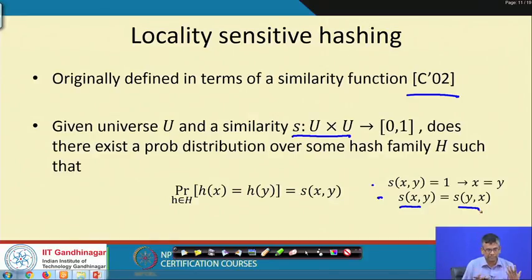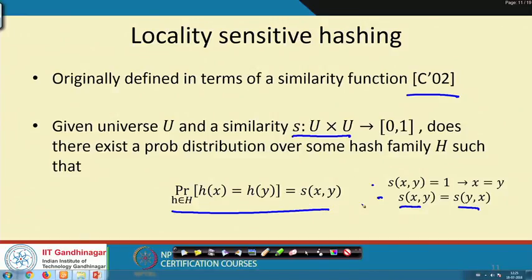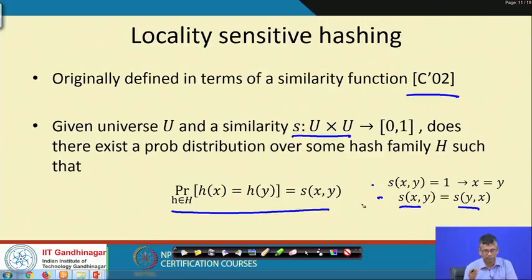So, given a universe U and a similarity function, does there exist a probability distribution, a hash family, such that we can choose from this hash family according to the probability distribution, and we satisfy this: the probability of collision of x and y is exactly equal to the similarity between x and y. This is what we call the first definition of similarity preserving locality sensitive hashing.